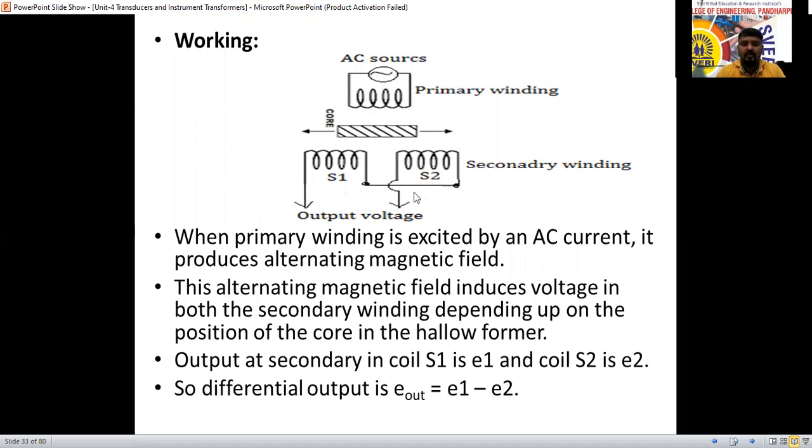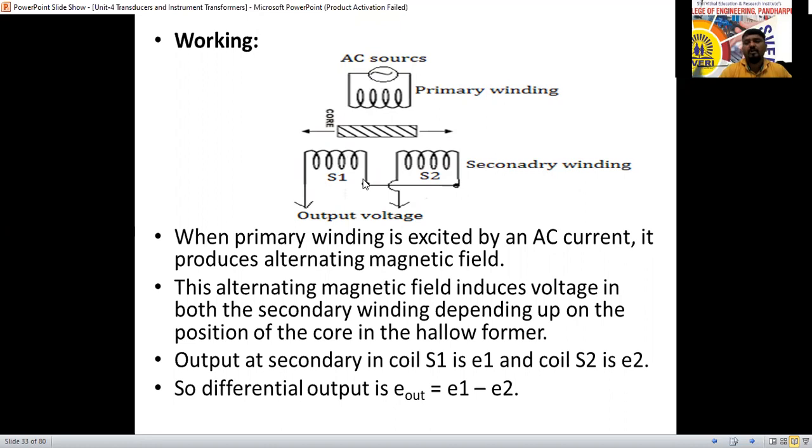When the primary winding is excited by an AC current, it produces an alternating magnetic field. When we pass the signal current into this coil, the alternating AC magnetic field is produced. This alternating magnetic field induces voltage in both secondary windings S1 and S2. So the EMF induced in coil S1 is E1, the EMF induced in coil S2 is E2, and the differential output is E1 minus E2.